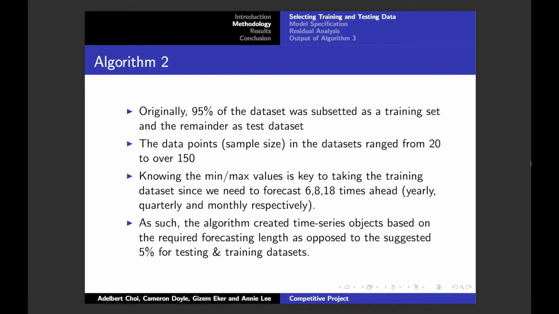As such, we instead created an algorithm which separated each series into their training and test sets according to the required forecasting length. In other words, we took 6 points out to forecast on for yearly time series and 8 and 18 points for the quarterly and monthly series respectively.